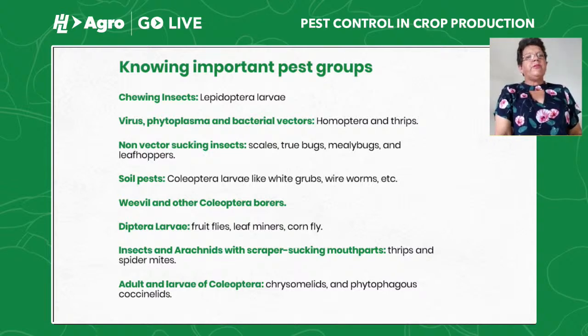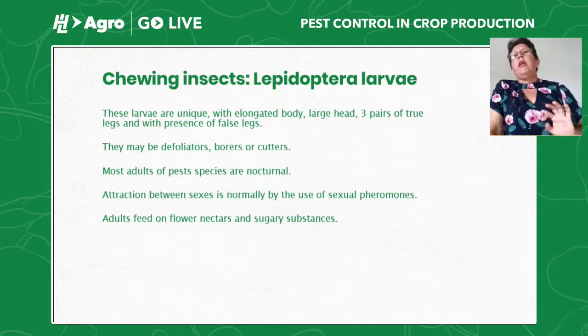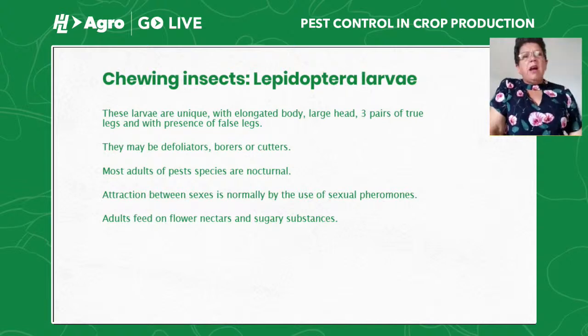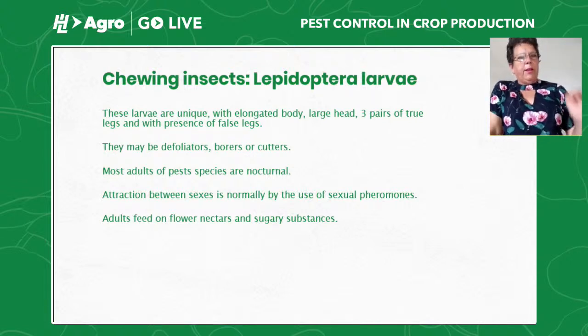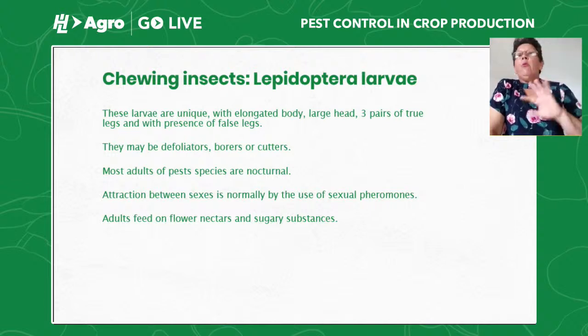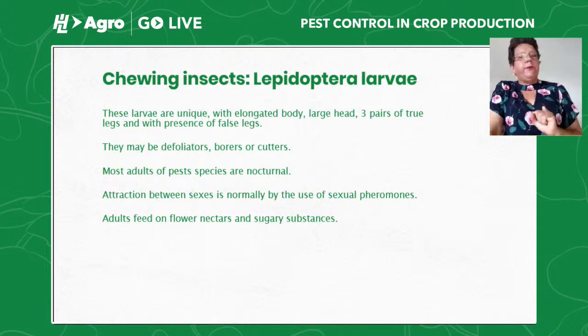So we're going to start with this first group. The first group is the Lepidoptera larva. These larvae are unique. They have an elongated body, large head, 3 pairs of true legs, and the presence of false legs. That's unique to this group. Within the Lepidoptera larva, you have 3 types of damages. You may have defoliators, borers that get into the structure and damage inside, and you also have cutters. Some of them are specialized in just cutting small plants.